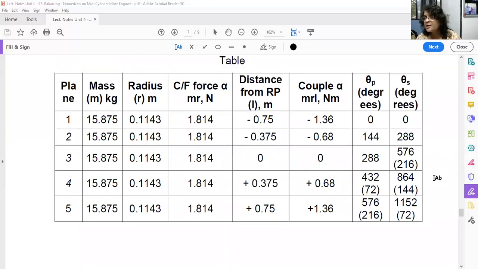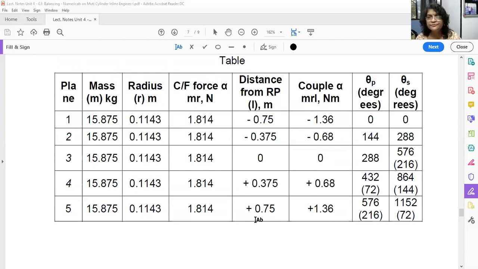What is the secondary angle? Just make it double. 144 into 2, 288. 288 into 2, 576. Minus 360 will give 216. 432 into 2, 864. Minus 360 minus 360, okay, that will give you 144. Then 576 into 2, that will give you 1152. So minus 360, minus 360, minus 360 will give you 72 degree angle. Okay. Now let us first draw the primary crank diagram based on these angles.